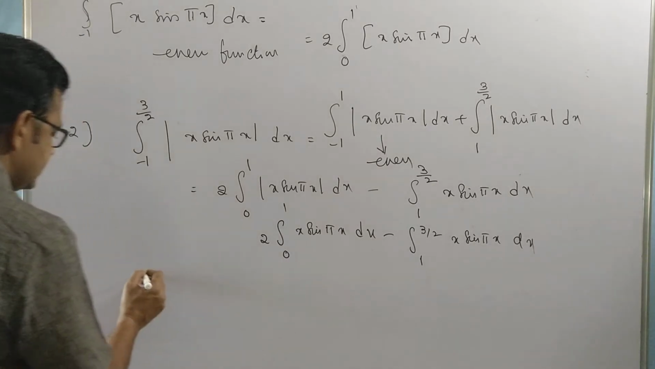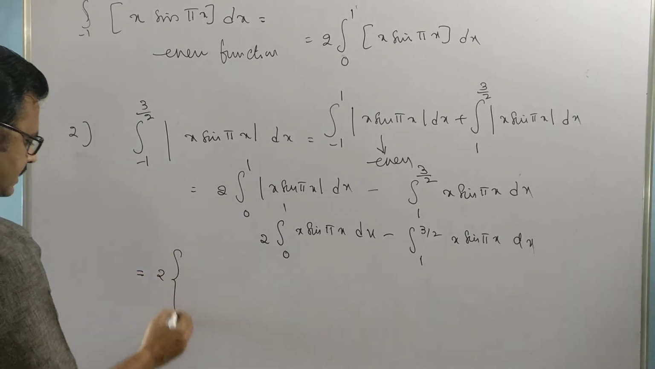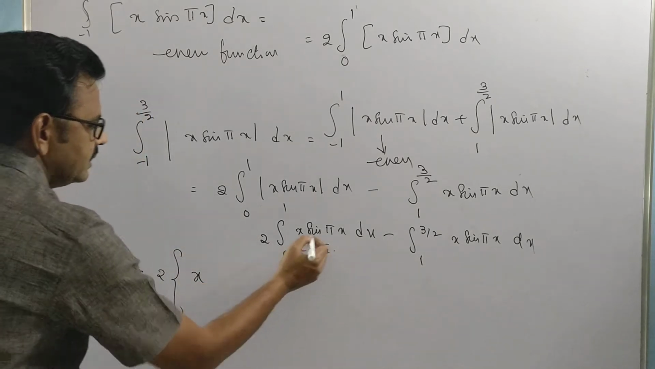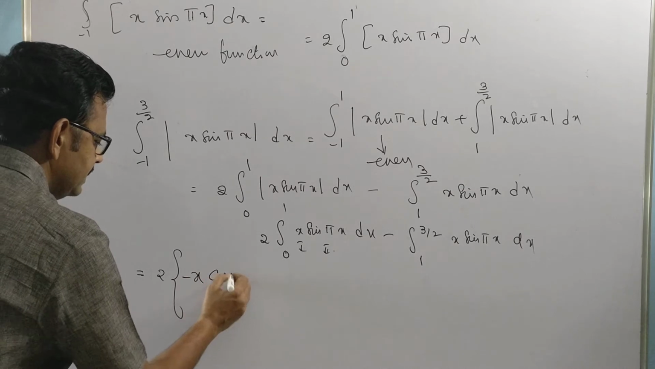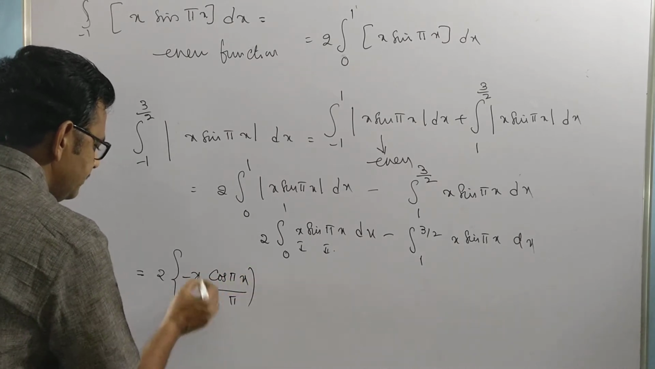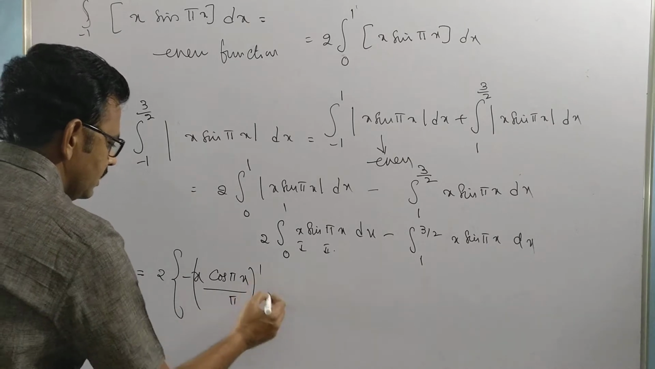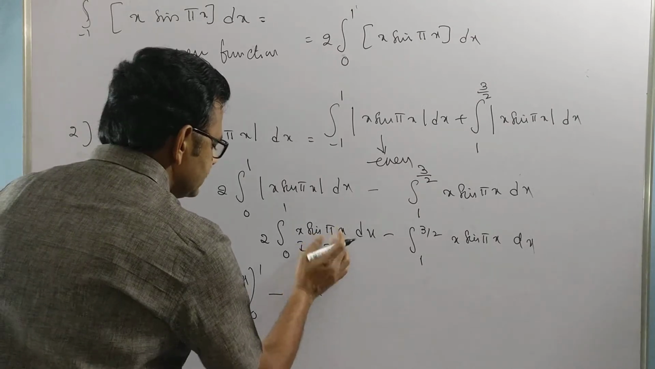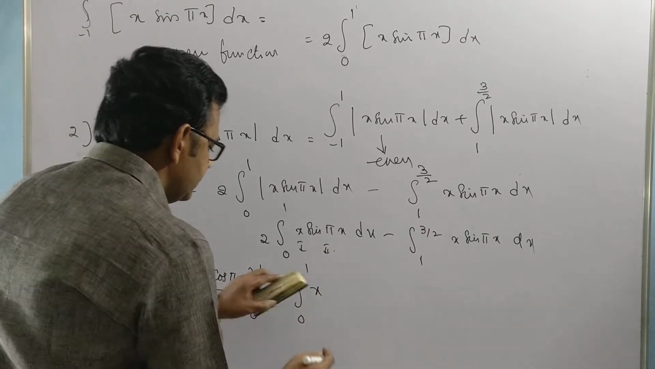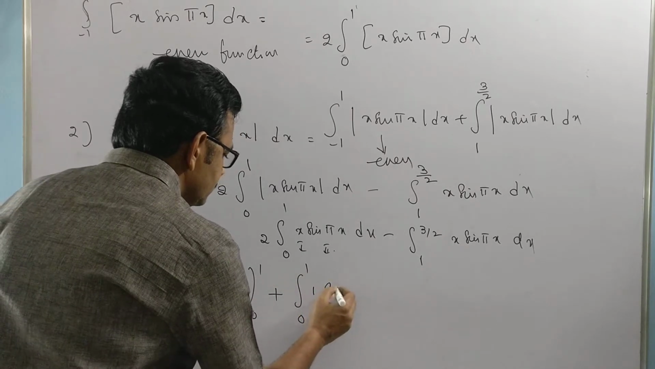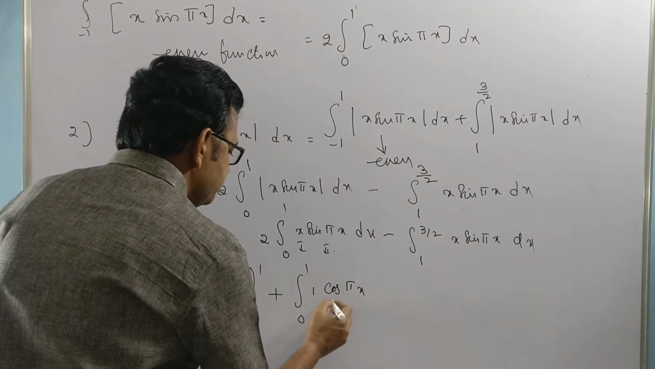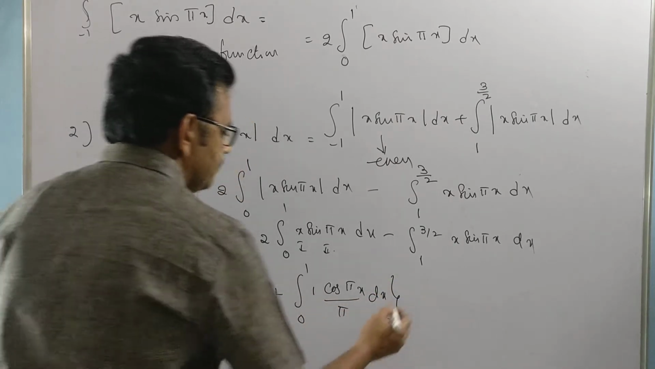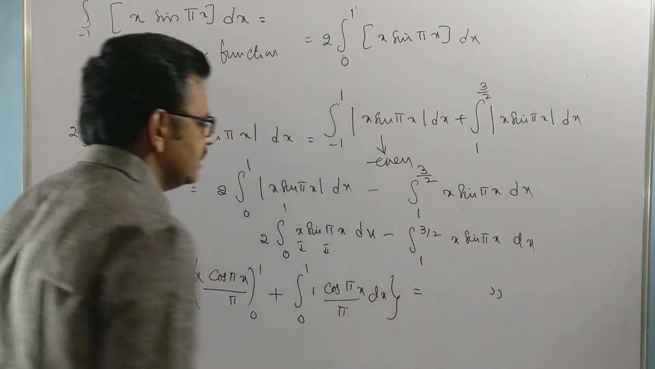If you take the first integral, that is equal to 2 times, using integration by parts, x as first function and sin as second function: x into the integral of sin, which is minus cos pi x by pi, with limits 0 to 1, minus the integral from 0 to 1 of the derivative of x, which is 1, into the integral of sin pi x, which is minus, make it plus, cos pi x by pi, dx. Minus, you can do the same process for the second integral also.